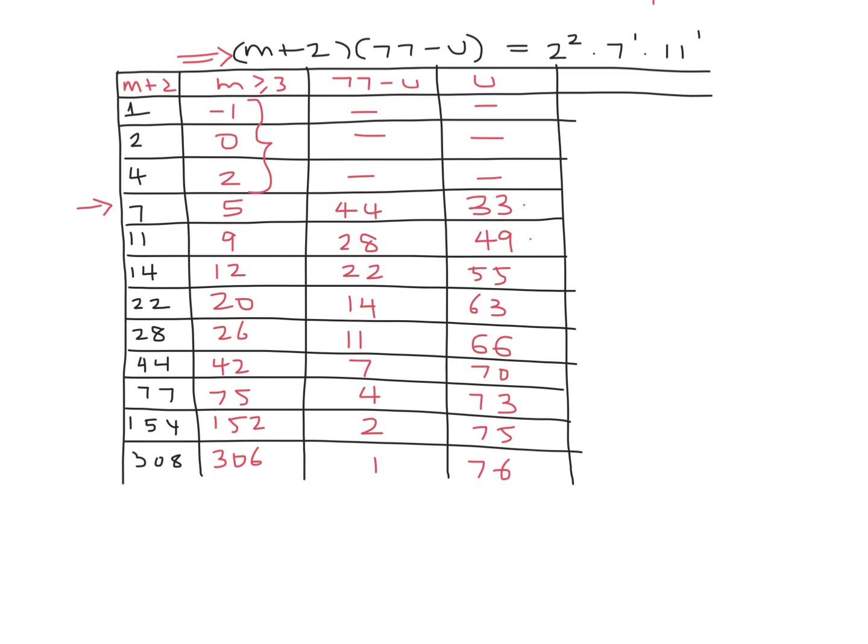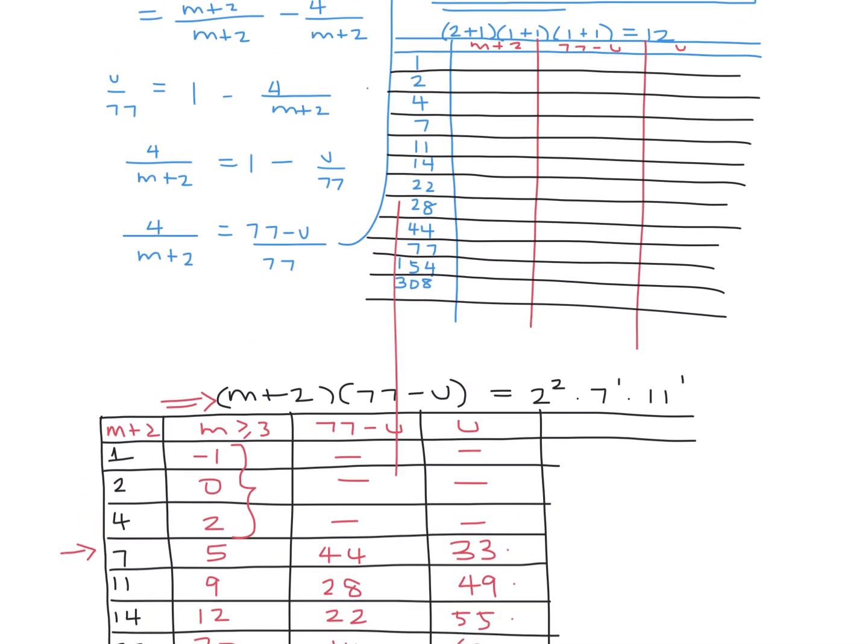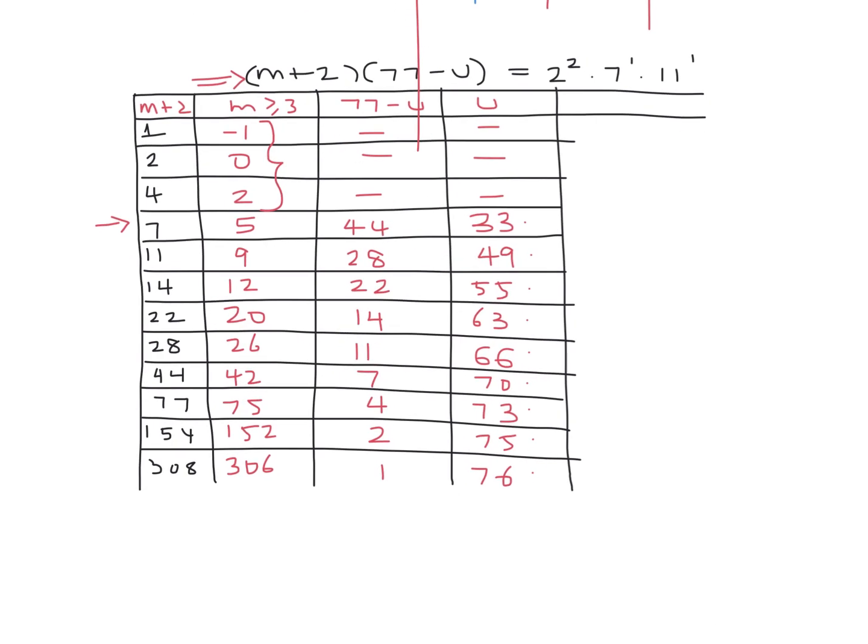So 1, 2, 3, 4, 5, 6, 7, 8, 9, right? And is that what the question's asking? Determine all possible positive integer values of u. Okay, and I think I did that. 1, 2, 3, 4, 5, 6, 7, 8, 9. There you go.